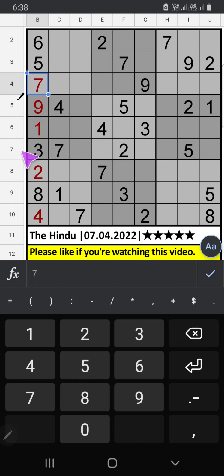Fifth row and 7th row, we have pair numbers 2 and 5. So 2 and 5 can't come in these cells. It will come in other 2 cells. We will confirm later. 4th grid, only 2 numbers are remaining, 6 and 8. It will come in other 2 cells. We will confirm later.